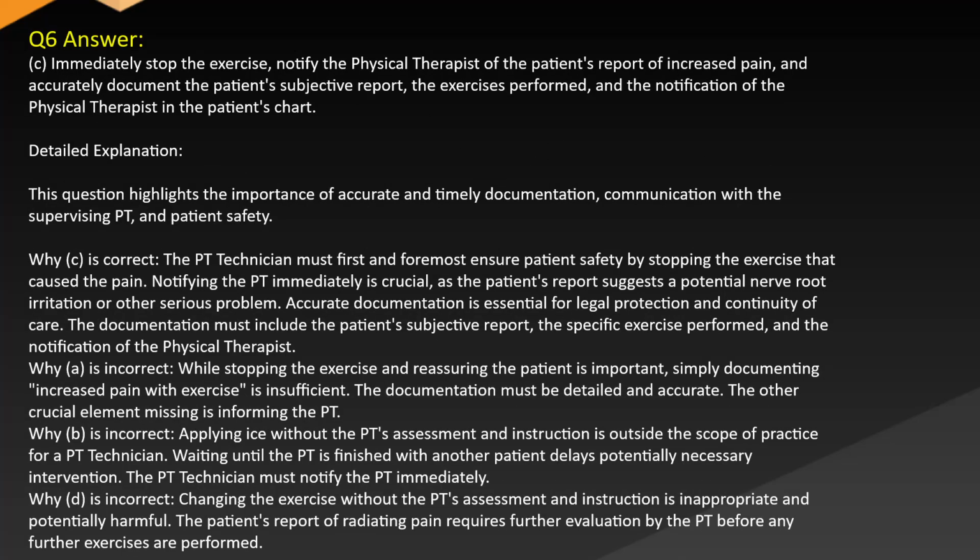Answer. C. Immediately stop the exercise, notify the physical therapist of the patient's report of increased pain, and accurately document the patient's subjective report, the exercises performed, and the notification of the physical therapist in the patient's chart. Detailed explanation. This question highlights the importance of accurate and timely documentation, communication with the supervising PT, and patient safety. Why C is correct. The technician must first and foremost ensure patient safety by stopping the exercise that caused the pain. Notifying the PT immediately is crucial, as the patient's report suggests a potential nerve root irritation or other serious problem.